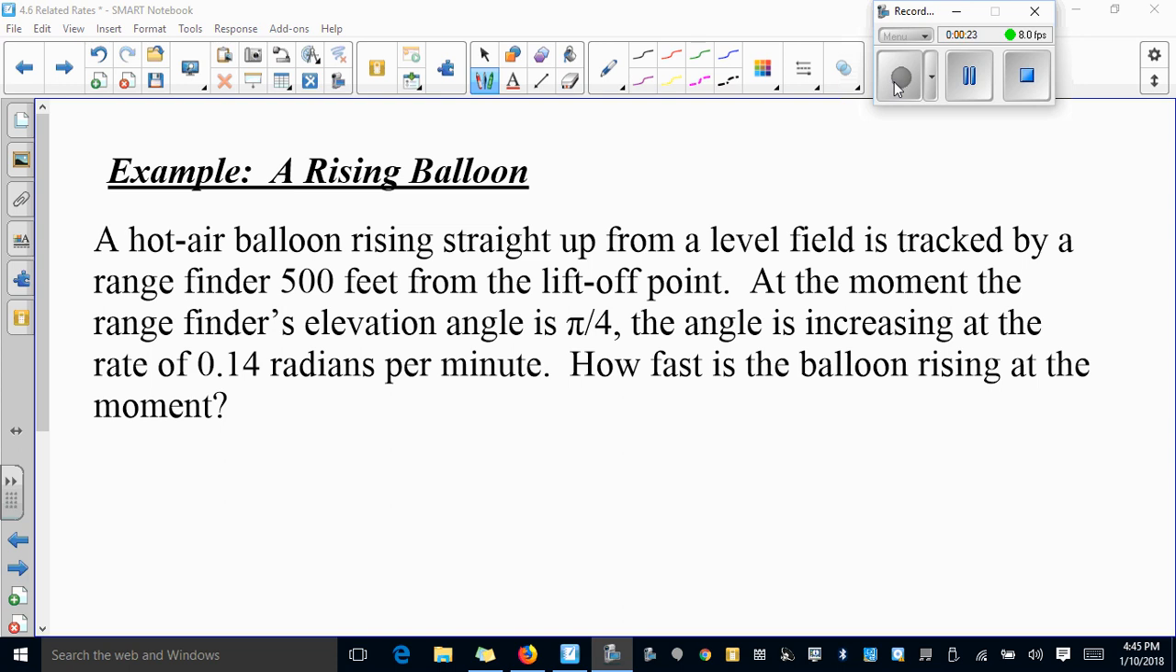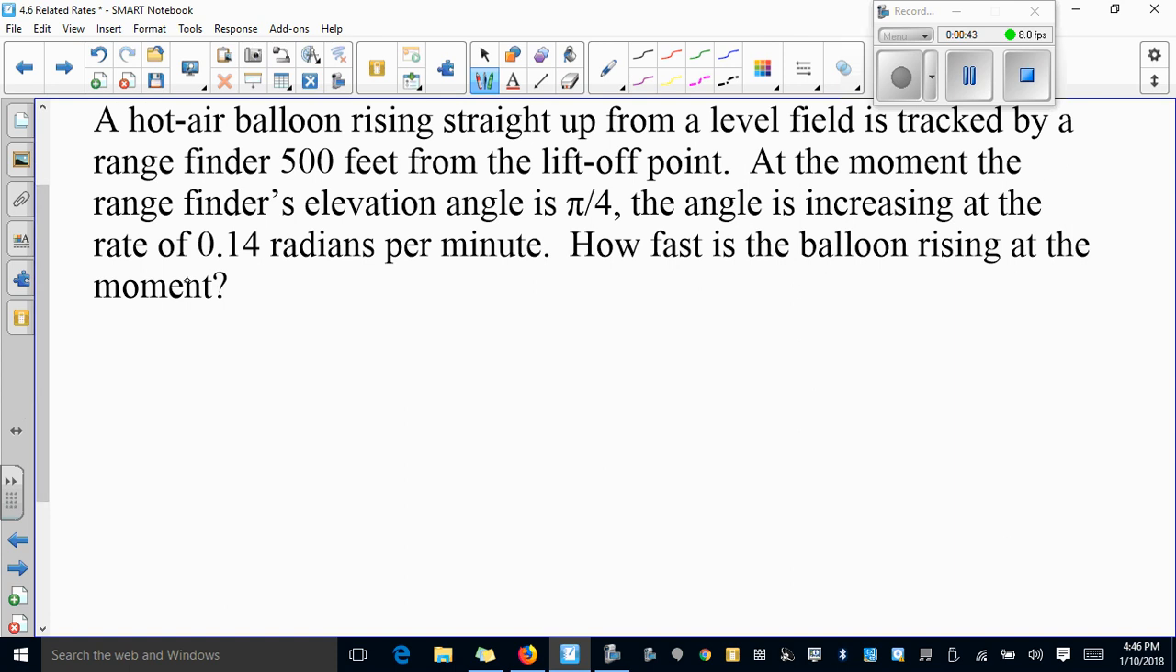So we have our balloon, and coming down from our balloon, and then we have our nice little basket, and our balloon is lifting straight off. And then 500 feet away over here is your rangefinder, and he's 500 feet. Notice that it does tell you that it is rising straight up, which does give us a 90-degree angle here.